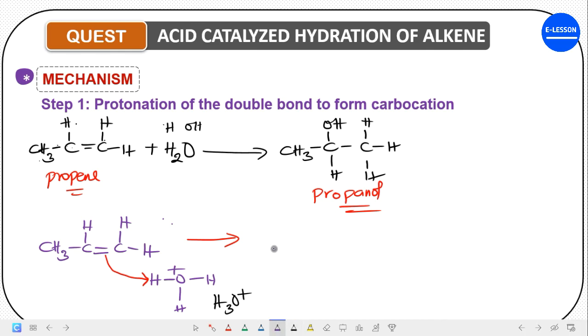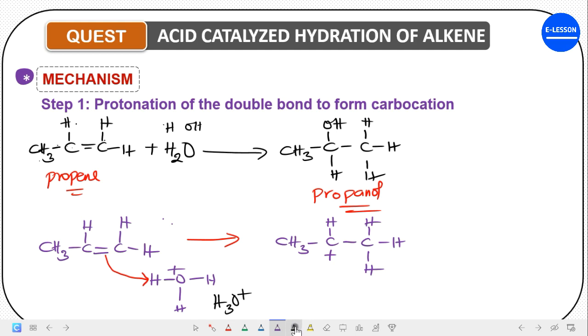We have CH3, then we have C, hydrogen on top. This hydrogen will come here. No. We say this is where our positive charge will be, right? Then it means that the hydrogen will come to this carbon, right? So we have carbon, hydrogen, hydrogen, and hydrogen.